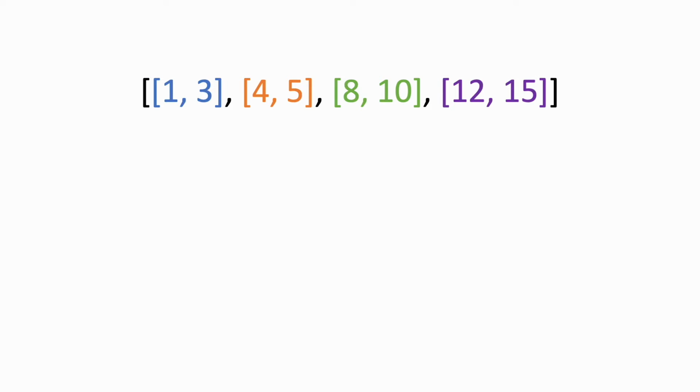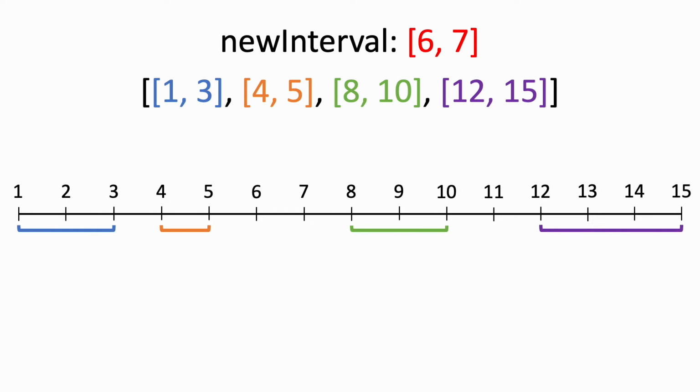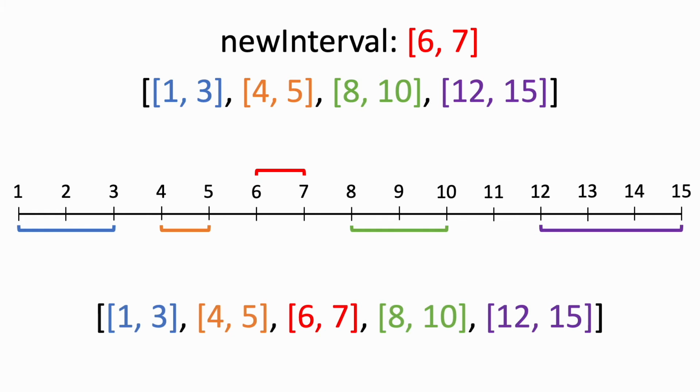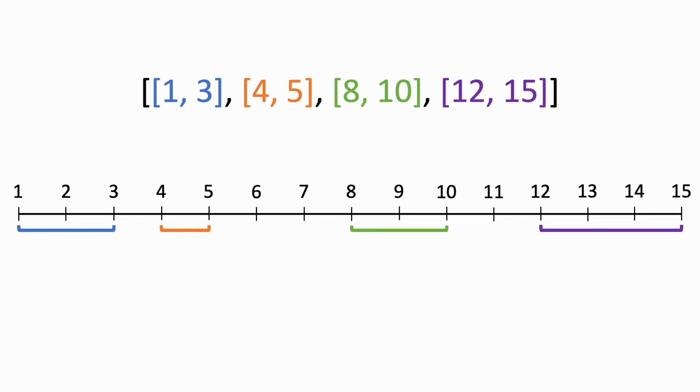So for example, let's say this is the intervals array, and the new interval given is 6 to 7. If we visualize this on a number line, then these are all the intervals in the array. Notice that there are no overlaps and they are in sorted order. The new interval would then be over here in red. Since there are no overlaps, we can just insert the new interval in the correct position and return this array with all 5 intervals.